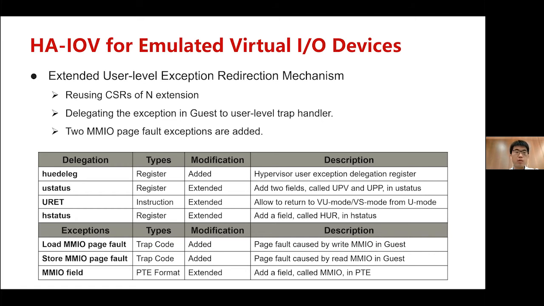Besides, two MMIO page fault exceptions are added. Those exceptions will also be handled in the host user space. When guests access specific MMIO addresses of emulated IO devices by load or store instructions, the corresponding exception will be raised. To implement this, a new field called MMIO is added in the PTE. When MMIO accesses the PTE at the second stage translation and the MMIO bit is set in the PTE, an MMIO page fault will be raised.